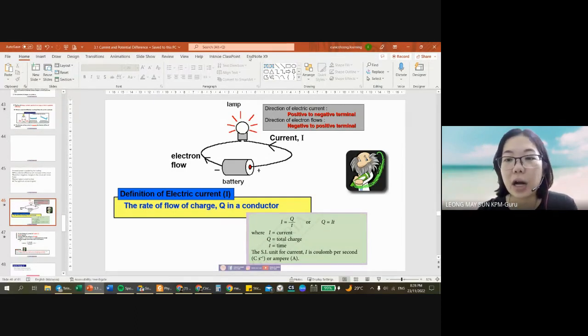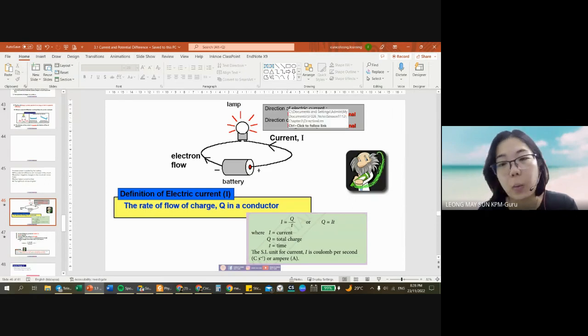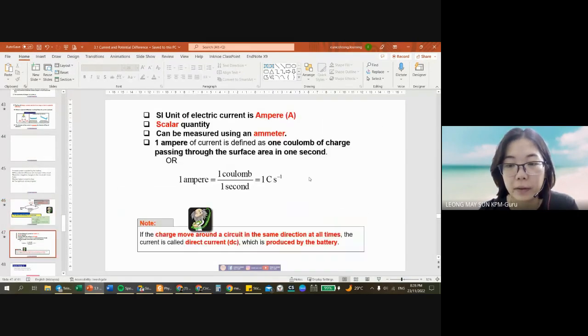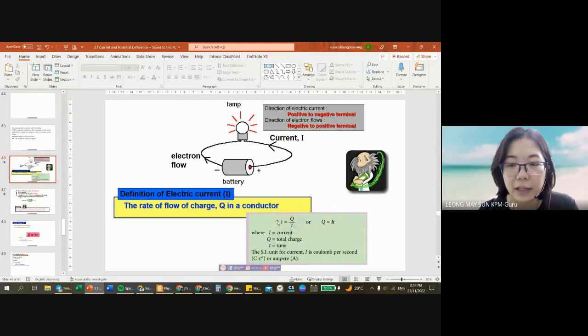So electric current will flow from positive to negative terminal, while electrons will flow from negative terminal to positive terminal. Remember this: electrons move from negative to positive, current moves from positive to negative. So the definition of electric current I is Q over T, because it is the flow of charge per unit time. Rate of means divide by time.